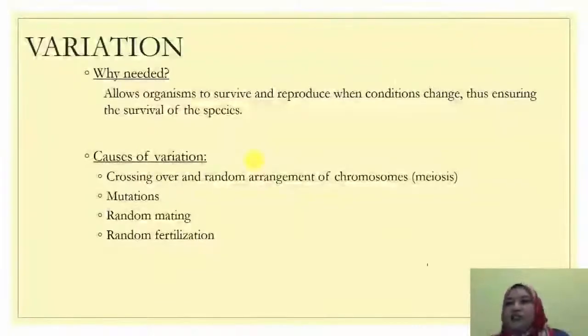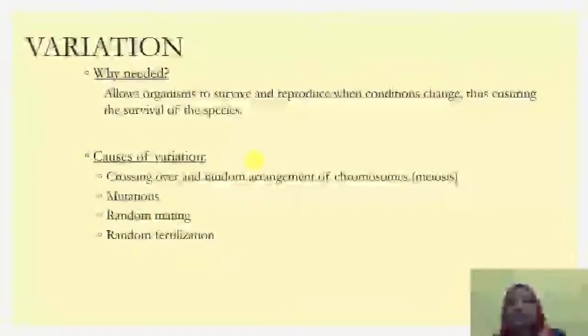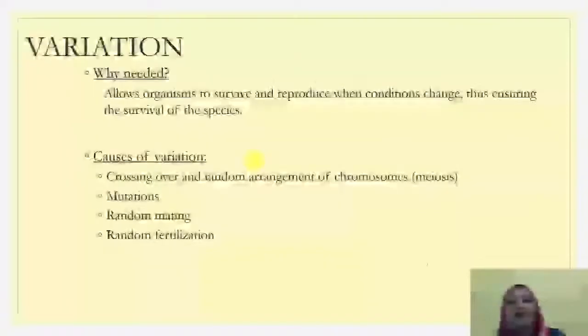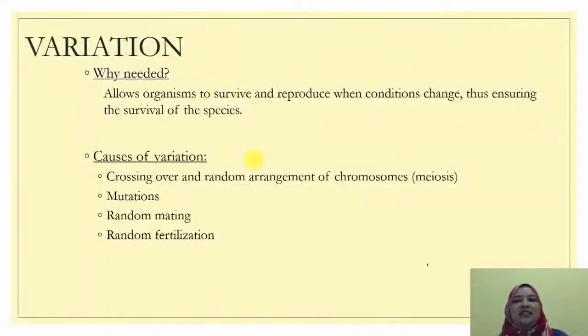Why is variation important? Because if environmental conditions change and we are all the same, and the organism cannot survive the change in the environment, then the entire population would die. However, if there are differences within the population, some may survive the change, and therefore the species will carry on. Okay, so basically variation is needed for the survival of the species.